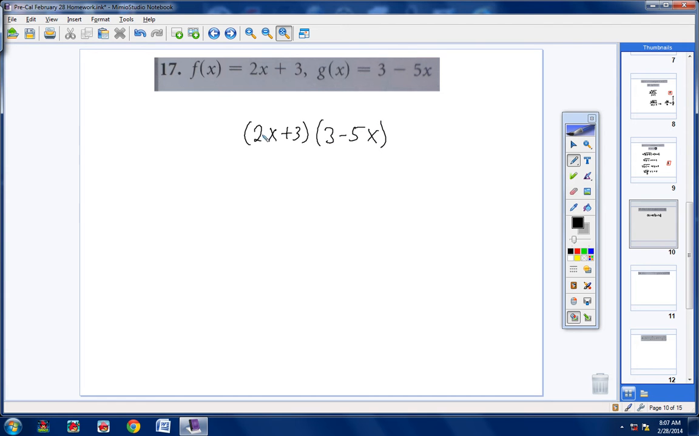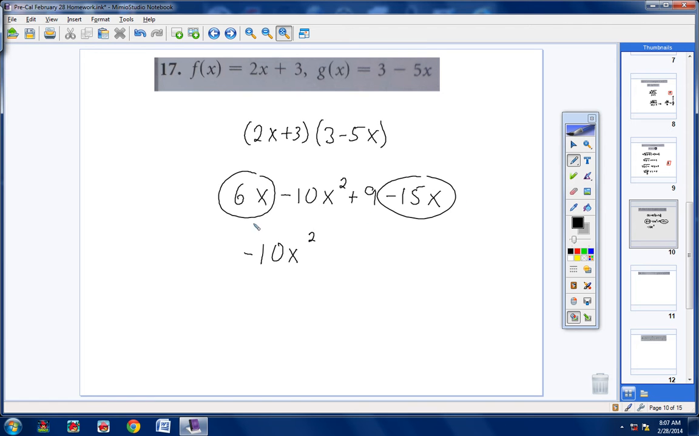Okay, let's take our 2x and multiply it through. We would have 6x minus 10x squared. Now let's take our positive 3 and multiply it through. We would have a positive 9 and a negative 15x. And now we're going to write this in standard form. Your x squared would come first. And then notice I have two x terms here. So a positive 6 and a negative 15 is a negative 9x. And then bring down your constant term, which is a positive 9.